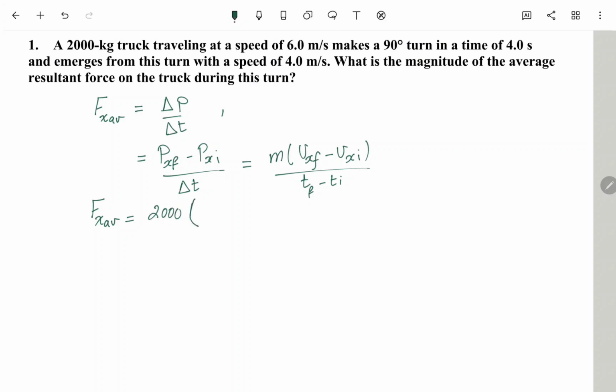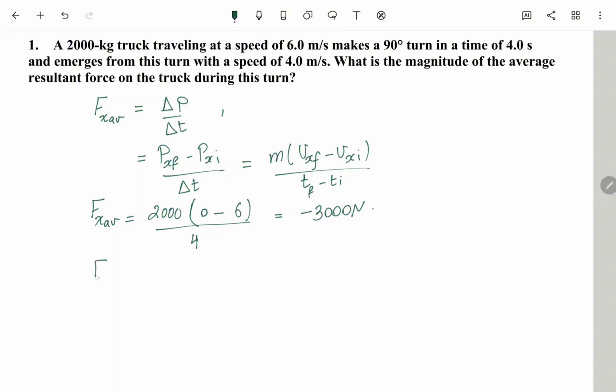times vx final, because it turns making 90 degrees, so vx final here equals 0, minus the vx initial, it's 6. The time interval for this one here is 4. So this one here equals minus 3000 newtons.